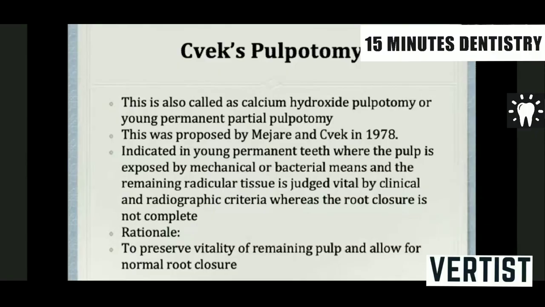Here we are not going to amputate the whole coronal pulp. We are going to amputate 1 to 3 millimeters below the exposure site, when it is irrigated and the bleeding can be controlled, and the remaining pulp is judged to be unaffected. Where you are able to control the bleeding properly, then you can go ahead with the placement of a medicament.